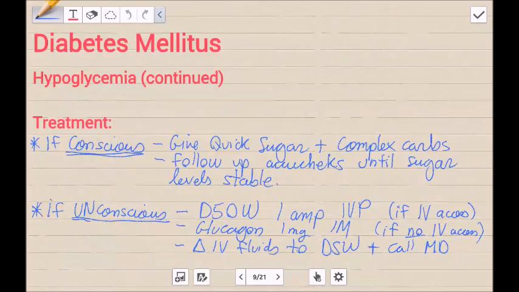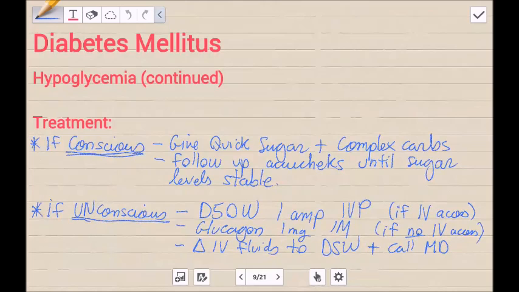So the treatment for hypoglycemia is quite simple. If the patient is conscious and able to swallow with no problems, then you can give them quick sugar such as OJ or apple juice or glucose tabs, and you have to follow that with complex carbohydrates so that there isn't a spike in sugar and then they crash. The complex carbohydrate performs a function that keeps the blood sugar a little more steady. We have to follow it up with some AccuChecks until the blood sugar is stable.